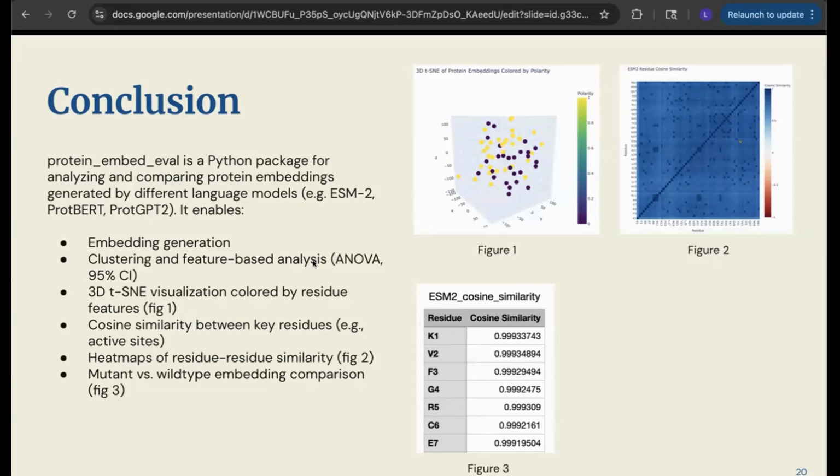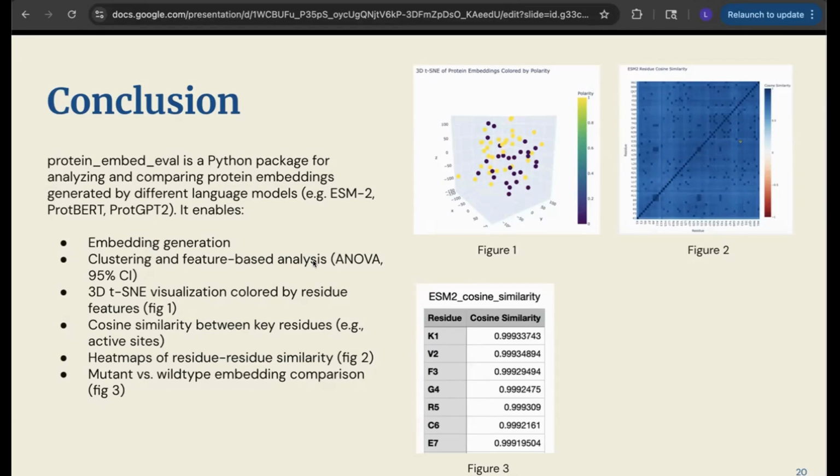So figure one is just the 3D visualization colored by residue features. And it's based off the results of the ANOVA test, because it selects the feature with the most significance to visualize. So that is just an example of what the package outputs.